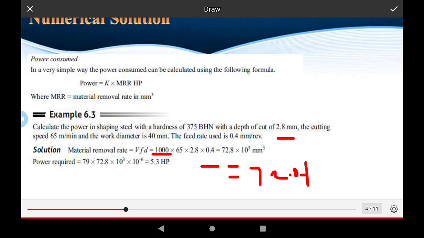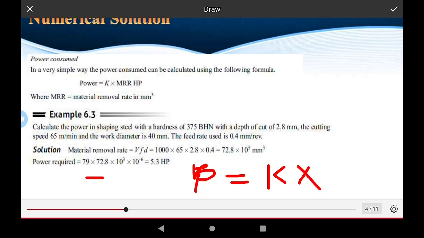Next, we convert this unit and find the power required for this operation. The power formula is P equal to K into the metal removal rate of the material. Okay, put in the values. K is the constant value taken for these materials, 79, for BHN number 375, into the metal removal rate.